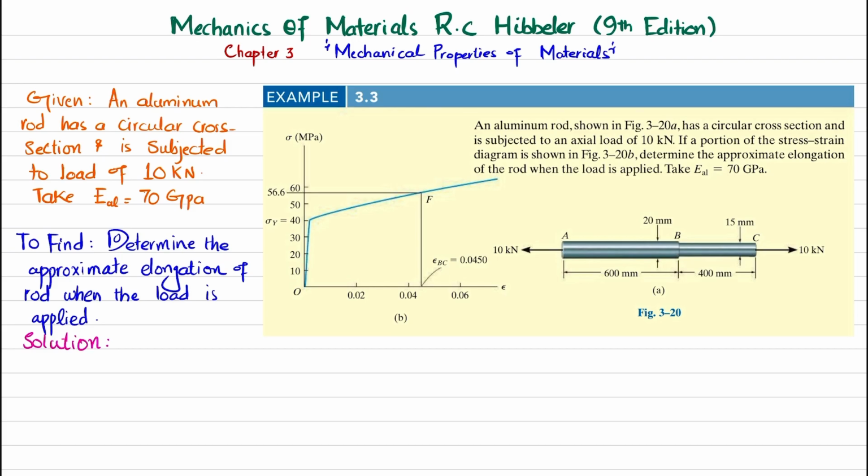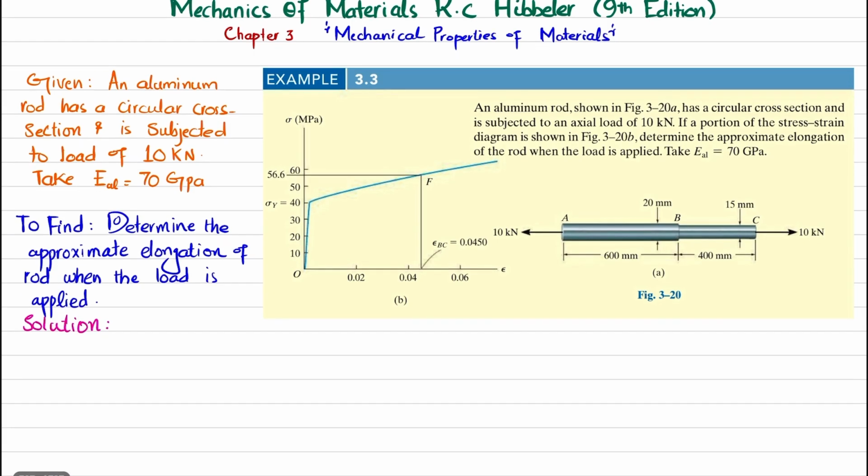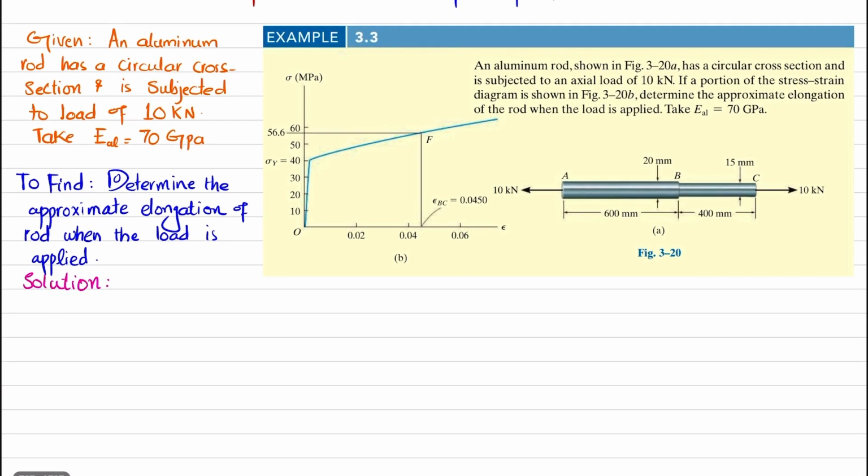So let's start with the solution. First, for analysis, we will neglect the localized deformation at the point of load, as well as the sudden change in the cross-sectional area at this point, because at this point we will have stress concentration. So we will neglect them and we will find the stresses in both portions AB and BC. So let's start with finding the load in portions AB and BC.